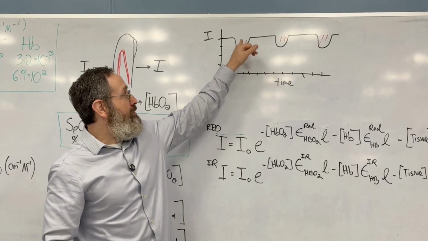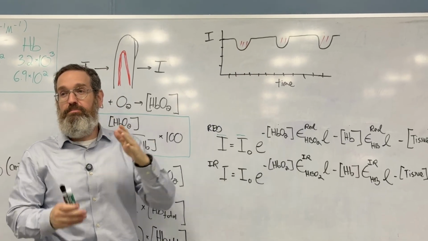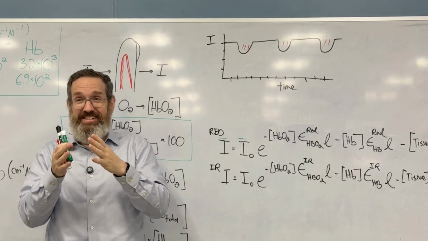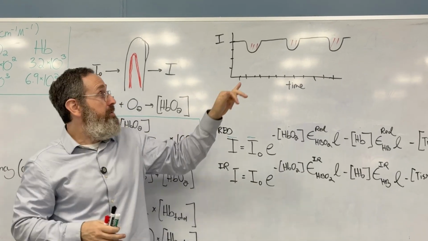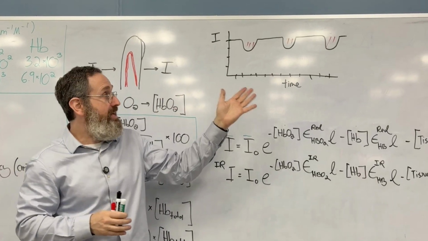So this is blood, and this is the rest of the tissue. Because my bone doesn't go wah, wah every time my heart beats. My skin doesn't either. But the blood does. Obviously tissue can move a little bit, but that's the basic idea.